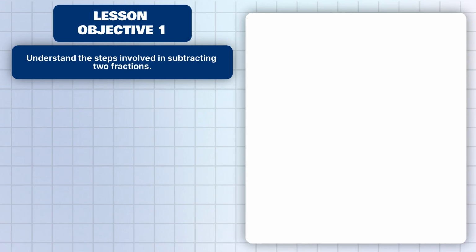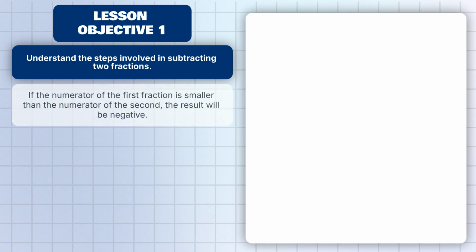Now let's look at how we handle negative results in subtraction. If the numerator of the first fraction is smaller than the numerator of the second, the result will be negative. For example, let's look at 2/5 minus 2 and 3/4. First, we need to convert the mixed number to an improper fraction. This creates the new sum of 2/5 minus 11/4.